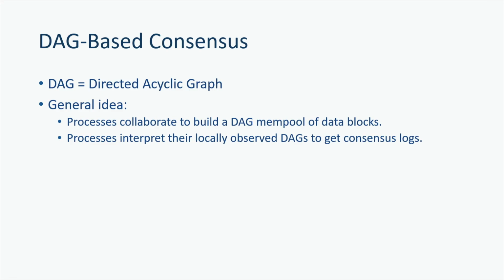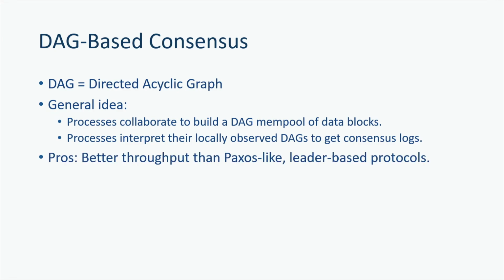These protocols all revolve around the following idea. We make the processes collaborate to build a DAG mempool of these data blocks or request blocks. And then we make these individual processes run an algorithm to interpret the locally observed DAG to get the consensus log. That's quite different from the Paxos-like leader-based consensus protocols. The advantage of these protocols is that you can get much better throughput than Paxos-like protocols.